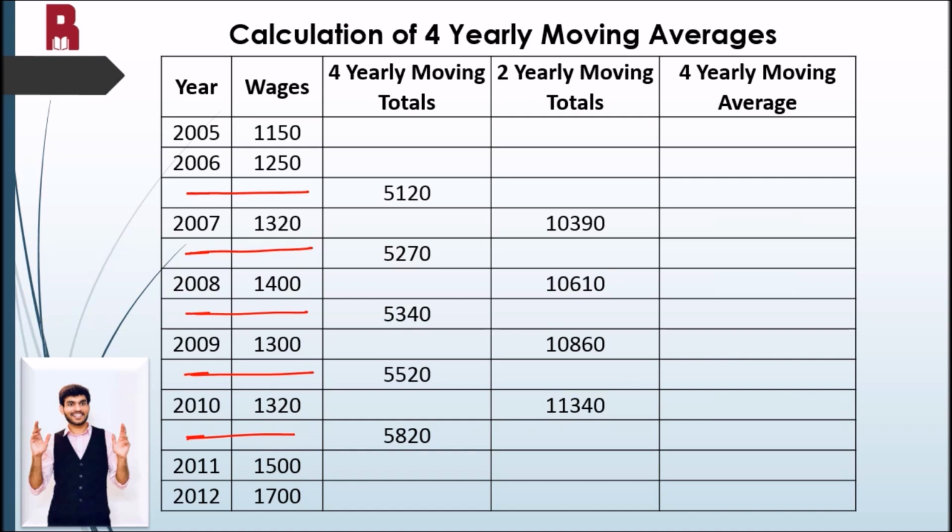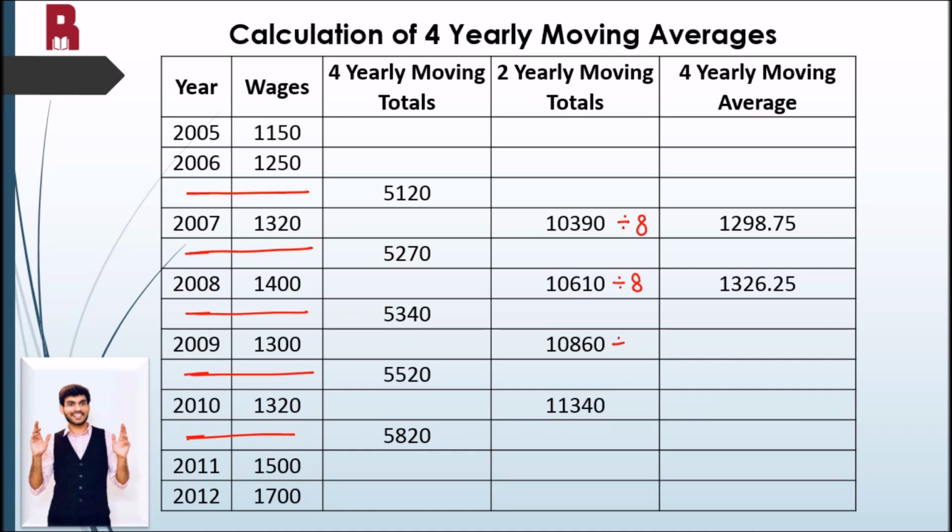Now the last column, that is the 4 yearly moving average, what we need to do is take the 2 yearly moving totals and divide it by 8. So in the first case, 10,390 divided by 8, the answer comes to 1298.75. The next, there is 10,610 divided by 8, the answer is 1326.25.